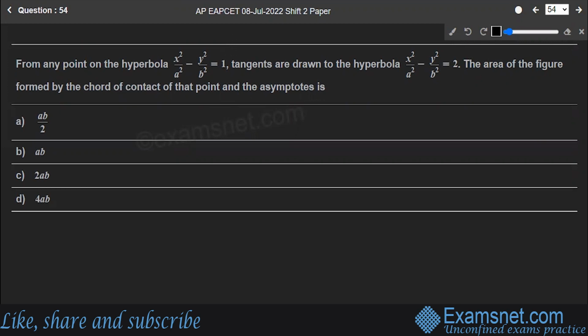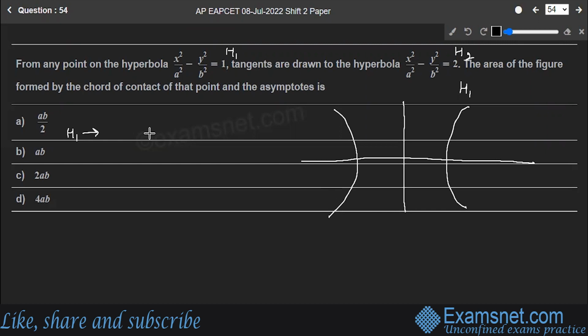You are given two hyperbolas. Let this one be H1 and this one be H2. These are the two hyperbolas given. Let's draw them. This is the coordinate axis. H1 is the first hyperbola, which is given by this equation. This is the complete hyperbola. H1 is given by x square upon a square minus y square upon b square is equal to 1. This is the first hyperbola. This is the second hyperbola, which is given by H2.